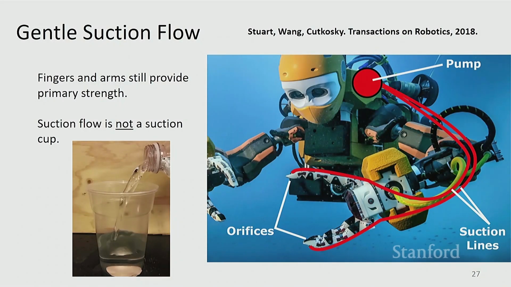Now, I'm talking about a really light amount of flow rate. This is approximately how much flow rate we're talking about. So it's really gentle. And so this is not a suction cup. We don't have a cup that's actually creating a seal. A seal could occur, but it's not necessary. Also, because this is so light, we're going to rely on the strength of the hands and the arms to do most of the manual tasks. And we're really just using this suction flow to enhance that contact to make it a little bit easier.